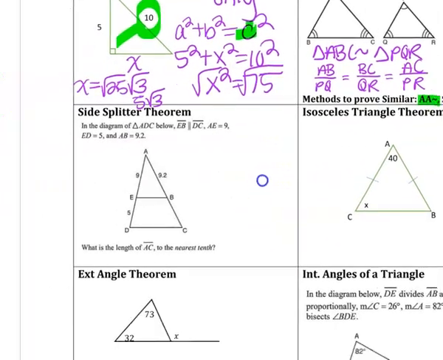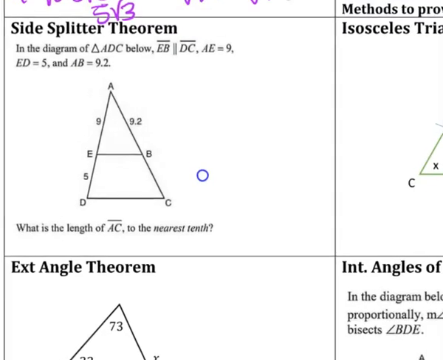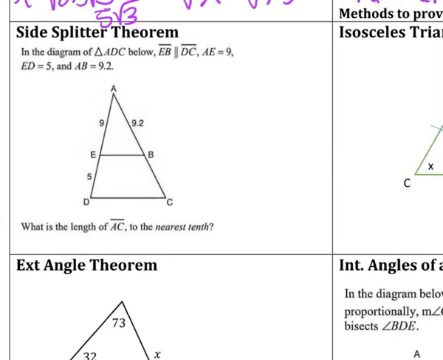All right, coming on over to triangle side splitter theorem. So speaking of similar triangles, when you have a triangle and you draw a segment in here like EB and it's parallel to DC, it creates a small triangle and a big triangle that are then similar to each other.